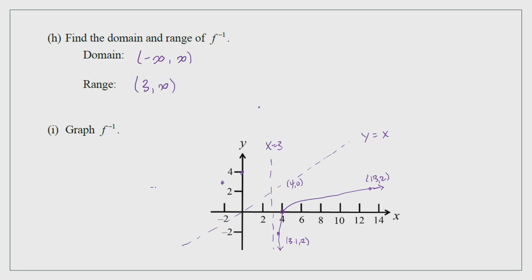And we now also have a horizontal asymptote at y equals 3. So our graph looks something like that. And that is the inverse of f. All right. And we have them both graphed. Yay!